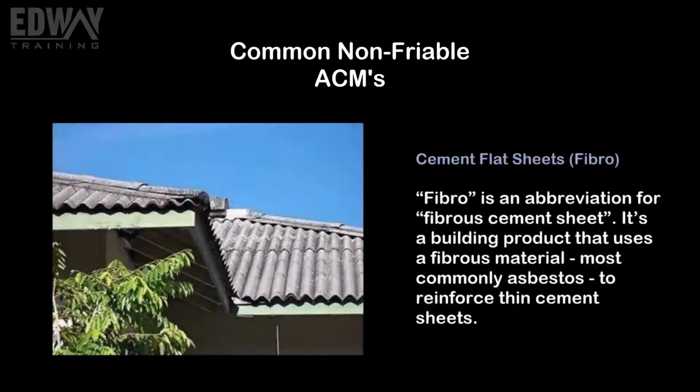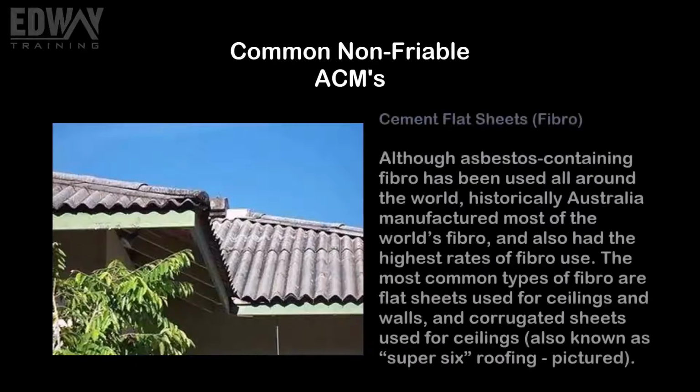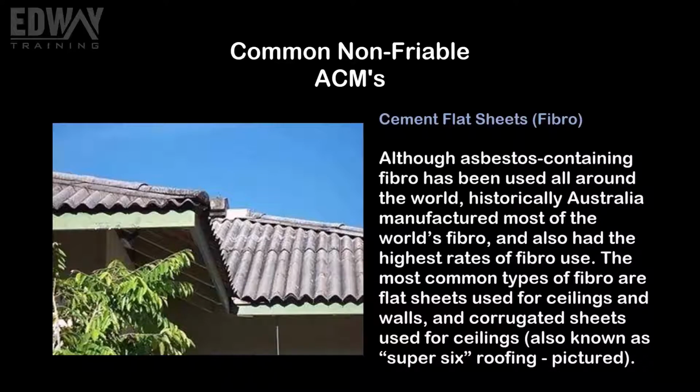Cement flat sheets, or fibro. So fibro is an abbreviation of fibrous cement sheet. It's a building product that uses a fibrous material, most commonly asbestos, to reinforce thin cement sheets. Although asbestos-containing fibro has been used all around the world, historically Australia manufactured most of the world's fibro and also had the highest rates of fibro use.